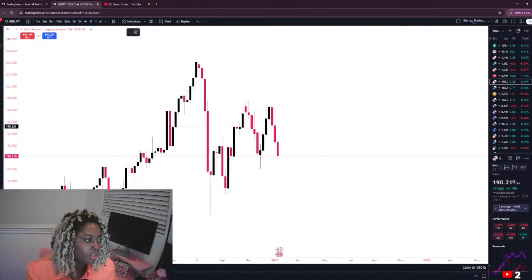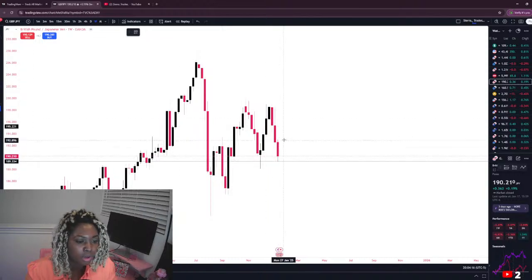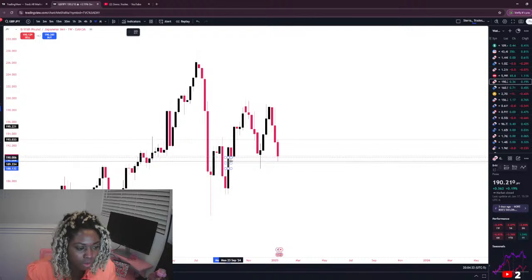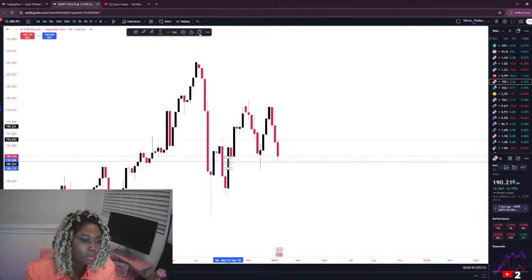I am going to mark the weekly low and the weekly high. Now I do see that price just came out of this weekly gap, which is near our weekly low. So I'm not going to mark that up.